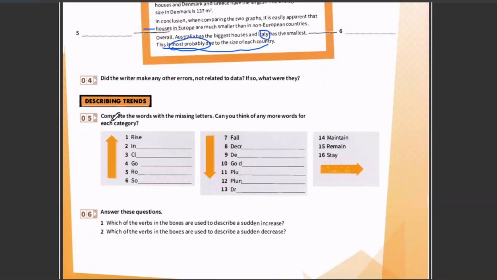Okay, so here complete the words with the missing letters. Can you think of any more words for each category? The second question we will move to later. First, we have two columns here, actually three columns.